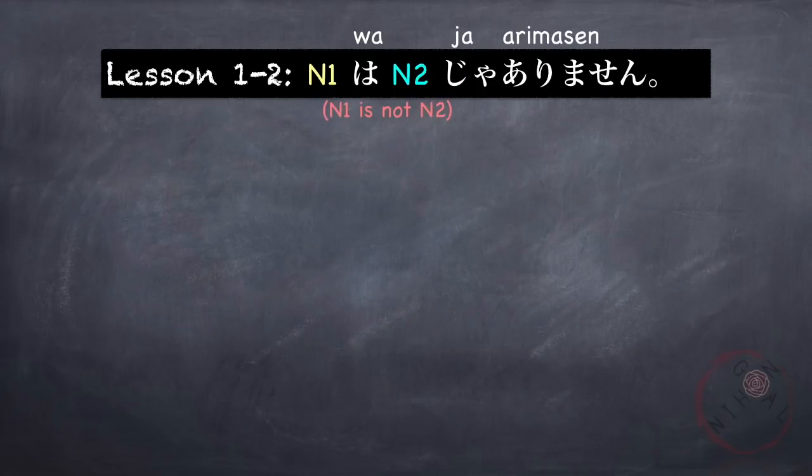Okay, the next one is the negative form of this. The first sentence that we learned is the affirmative way of stating something is something. And the negative form of this is N1 wa N2 ja arimasen. So it basically means N1 is not N2. So it's the opposite of the first one that we've learned. Ja arimasen is the negative form of desu. In formal situations, instead of saying ja arimasen, we use dewa arimasen.